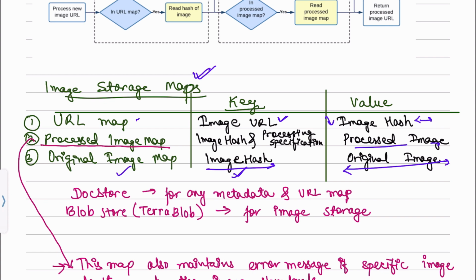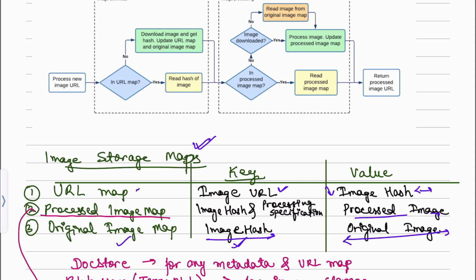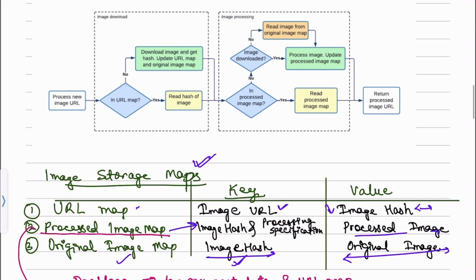They basically maintain how your original image looks like, plus how your processed image looks like with those kinds of specifications. So if you see here, you have the original image hash plus the processing specification, and for that you have this processed image.